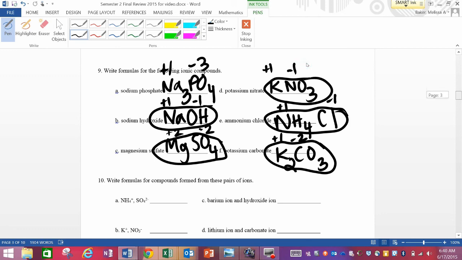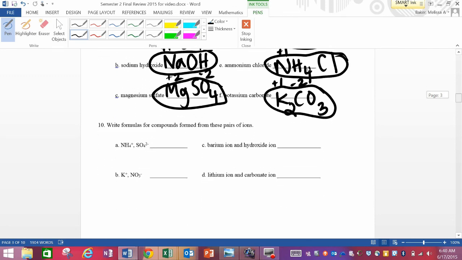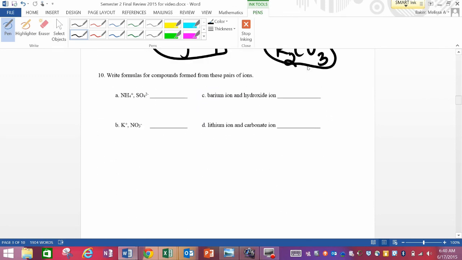Finally, it gets a little easier on this last one, and all it wants you to do, at least for these first two, is crisscross again. So this first one becomes NH4 in parentheses 2 SO4, because remember, otherwise it would look like 42, when really it's 2 ammonium ions. That's why you need parentheses. You need parentheses anytime there's more than one polyatomic ion.